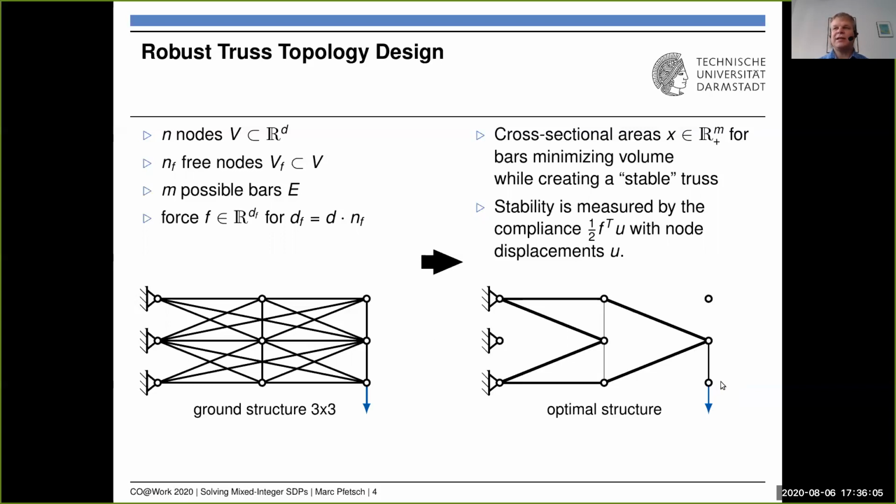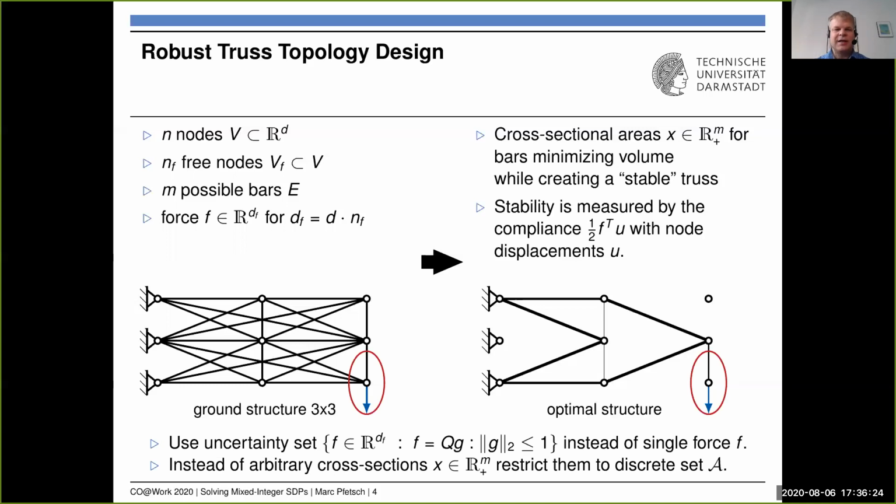So it might break down. It might withstand a certain force F that is given, but it might break down even if I change this force a little. And to somehow make the structure safe against such changes, one uses an uncertainty set that is written down here.